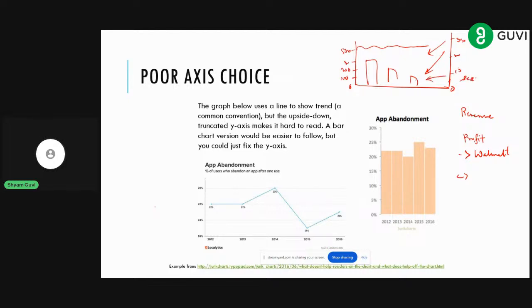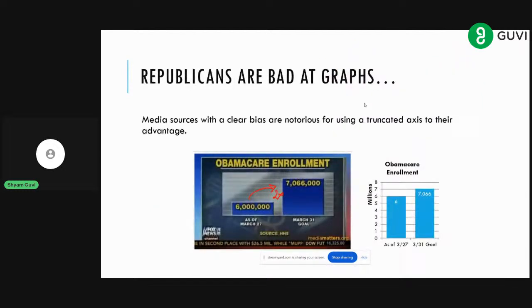This is called secondary, the right-hand side one, and this is the primary y-axis. This way, I can plot both revenue and profit in one go. Otherwise, if I had just used one axis, my interpretation would not have come correctly. Okay. This is just an example, guys.